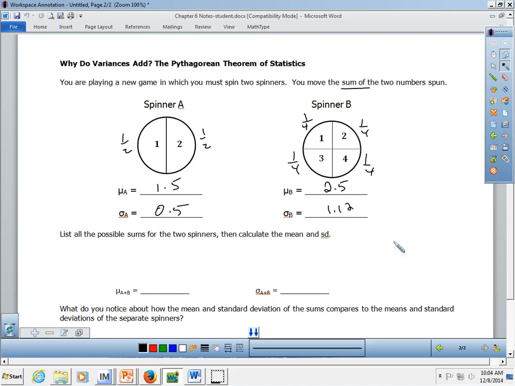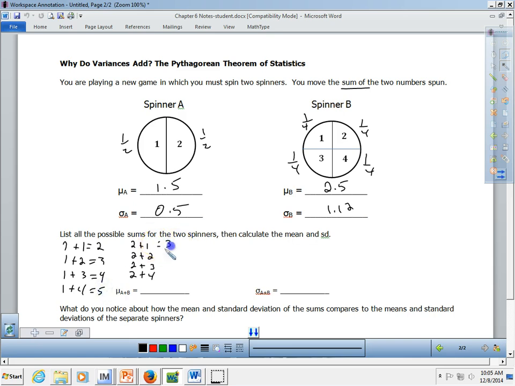Okay. Now, list all the possible sums for the two spinners. So I'm just going to list all the possible outcomes, and then we'll sum them up, right? I could get a 1 and a 1. I could get a 1 and a 2. I could get a 1 and a 3, or a 1 and a 4. Or I can get a 2 and a 1, a 2 and a 2, a 2 and a 3, and a 2 and a 4. So the sum here is 2, this is 3, this is 4, and this is 5. This is 3, this is 4, this is 5, and this is 6.